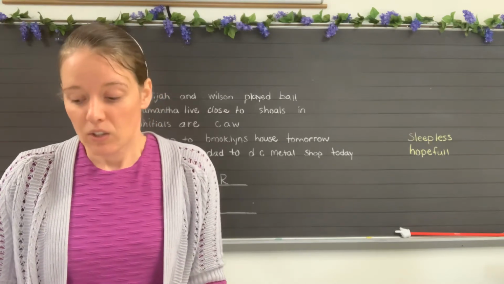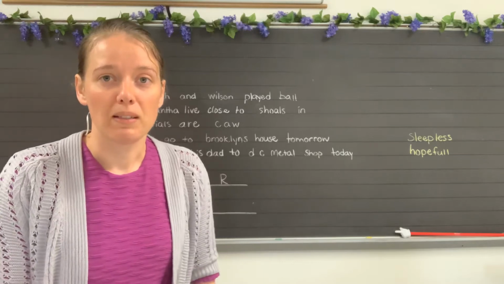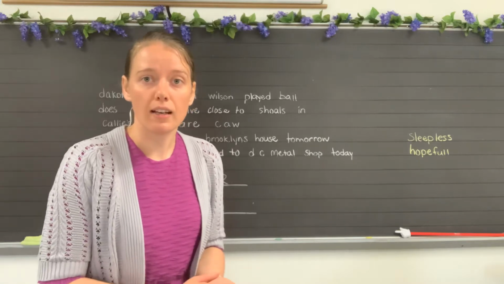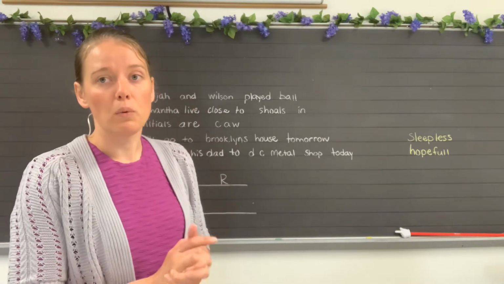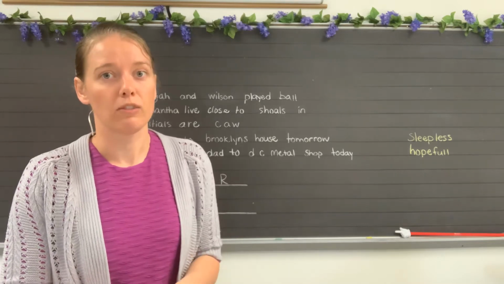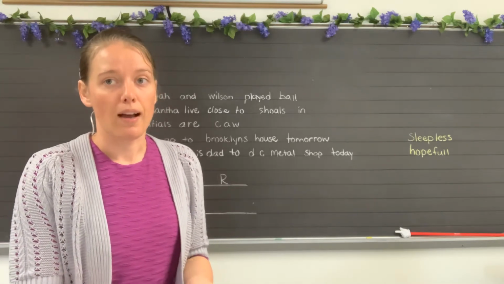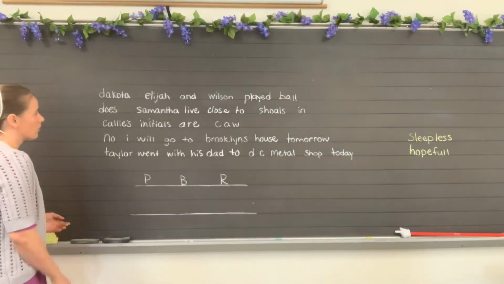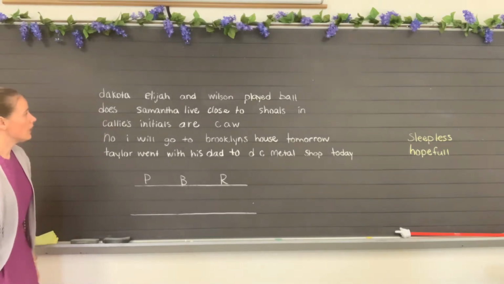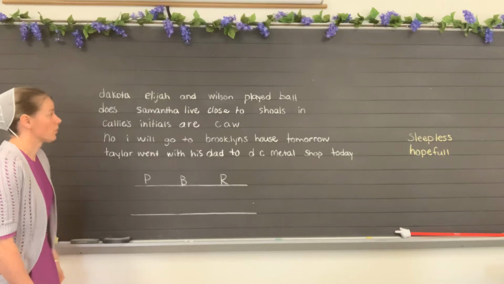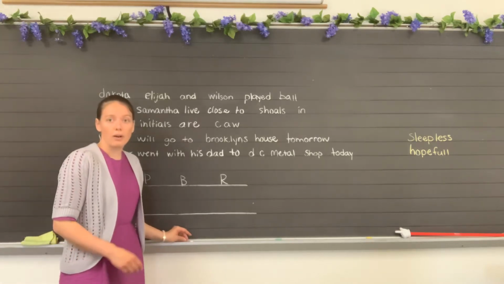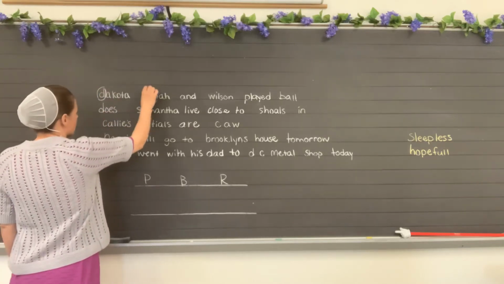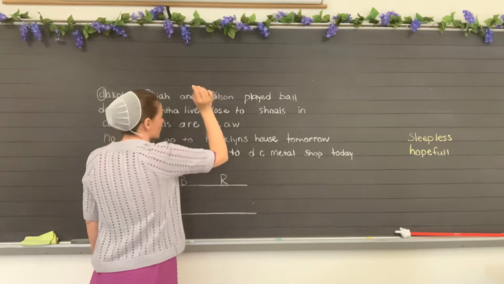Okay, so let's look now on the board. Since we're reviewing capitalization and punctuation today, we have examples on the board here that we will make sure we circle which letter should be capitalized, and get our punctuation in also. So let's look at the first sentence. It says, Dakota, Elijah, and Wilson played ball. So we have words in here that need to be capitalized, right? Well, first of all, we have names. So we'll circle the D in Dakota, E in Elijah, W in Wilson.